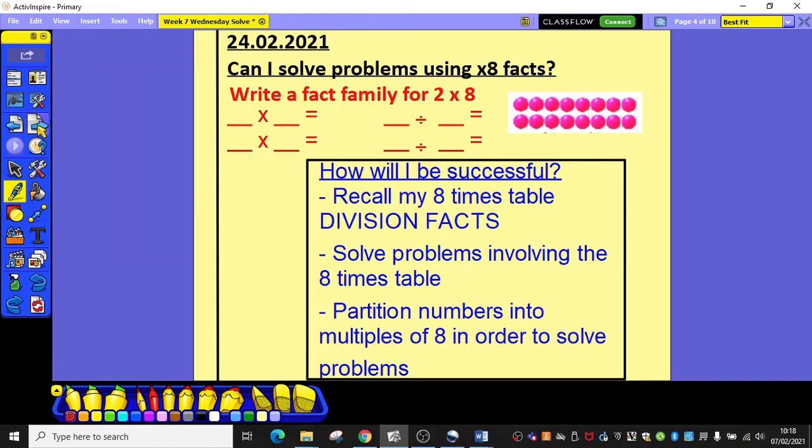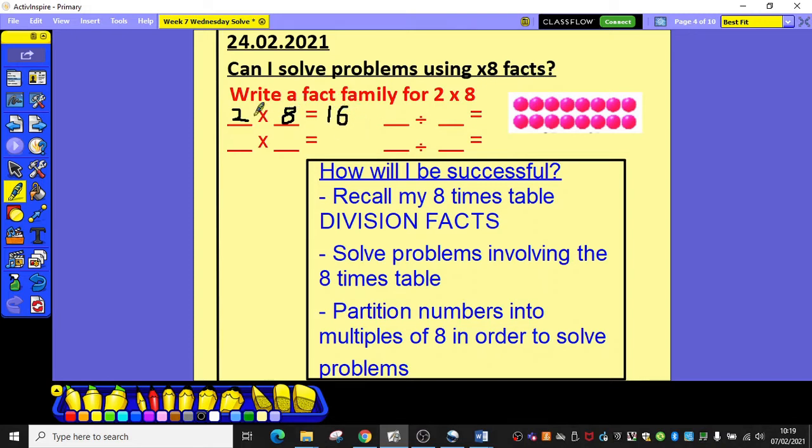Now, I'd like you to pause the video and I'd like you to write me a fact family for 2 lots of 8. Welcome back, Year 4. So if I'm doing 2 times 8, let's maybe use a different colour so it stands out. If I'm doing 2 lots of 8 and I can see that on my array, then we know that double 8 or 2 times 8 is 16.